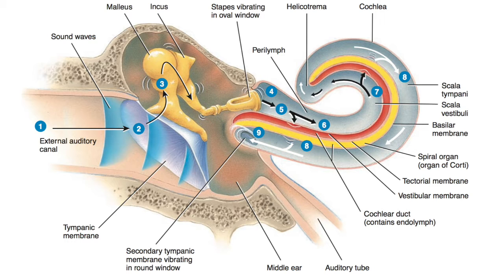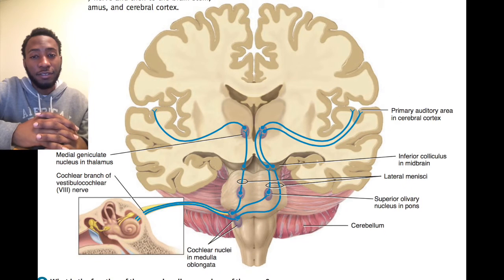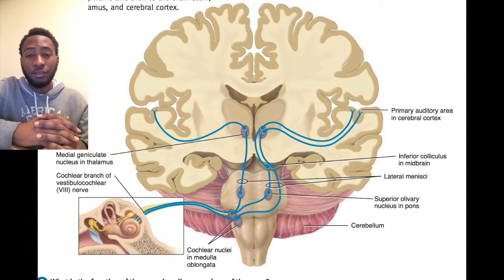The oval window pushes on the scala vestibuli, and the round window bulges toward the middle ear. The pressure waves deform the walls and push the vestibular membrane back and forth, creating pressure waves in the endolymph inside the cochlear duct. The pressure waves in the endolymph cause the basilar membrane to vibrate and move hair cells. The bending of the hair cells produces receptor potentials and nerve impulses. Nerve impulses travel through the axon of the sensory neuron, known as the cochlear branch of the vestibulocochlear nerve.